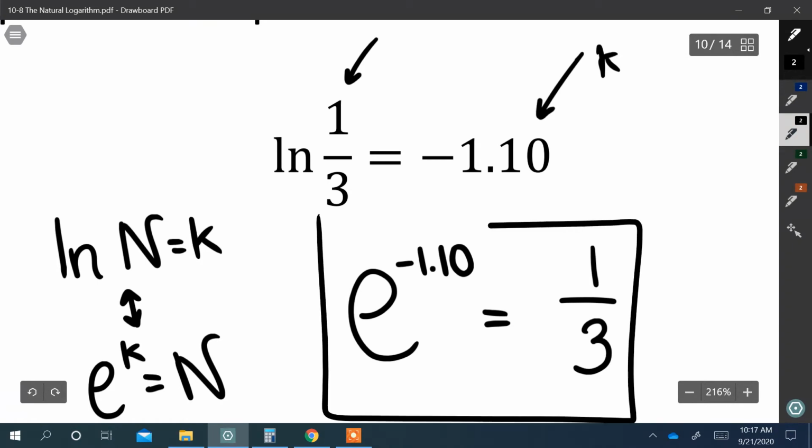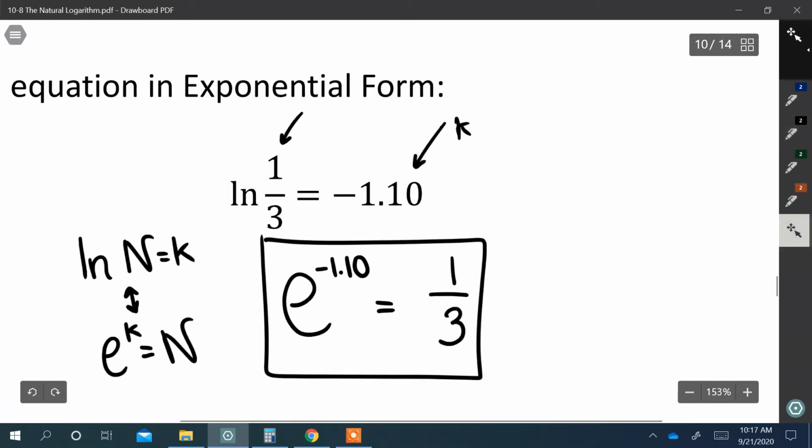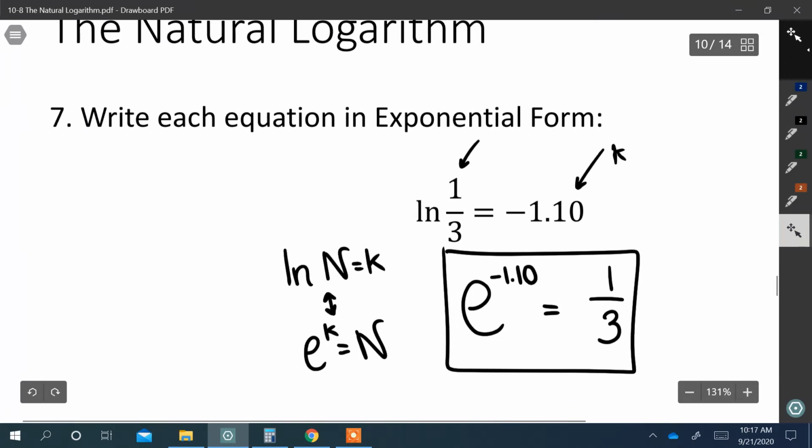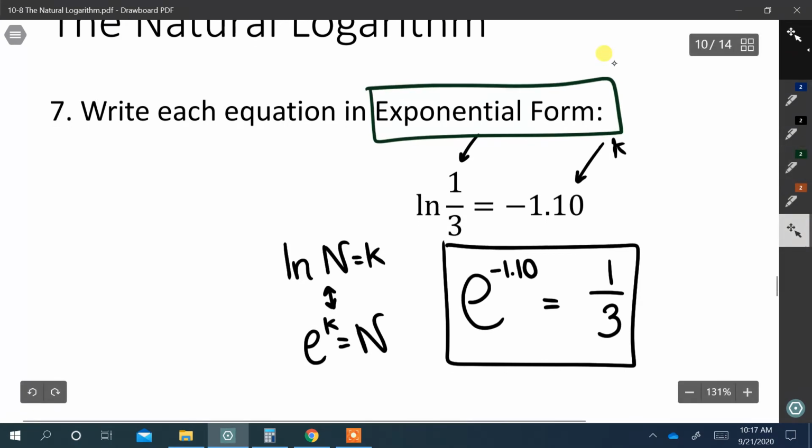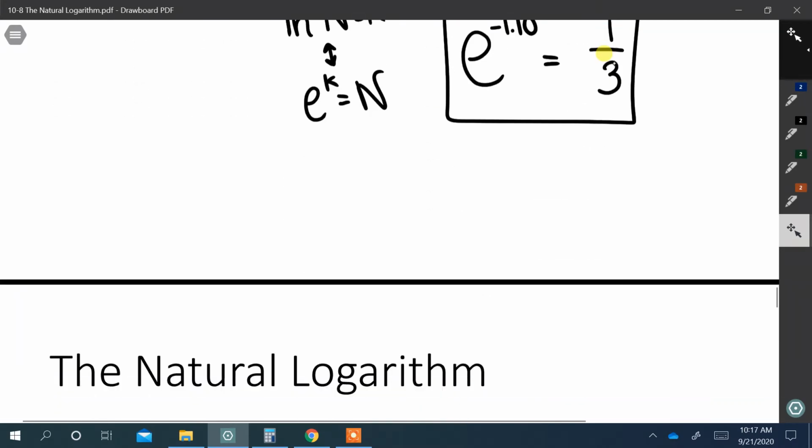And honestly, guys, that's all we have to do because they're asking us to write the equation in exponential form. And that is technically all we have to do. Okay? So that is that one there. Make sure you have written that down. Let's go ahead and go to the next one.